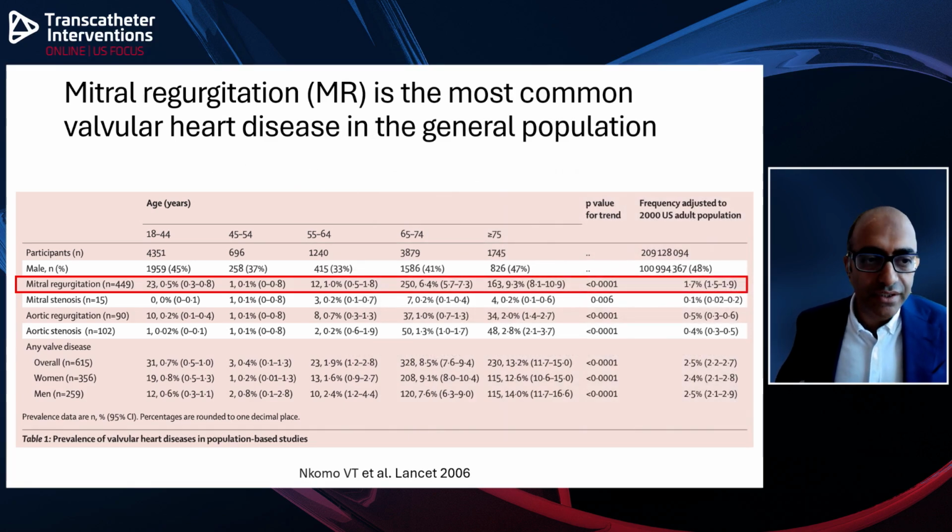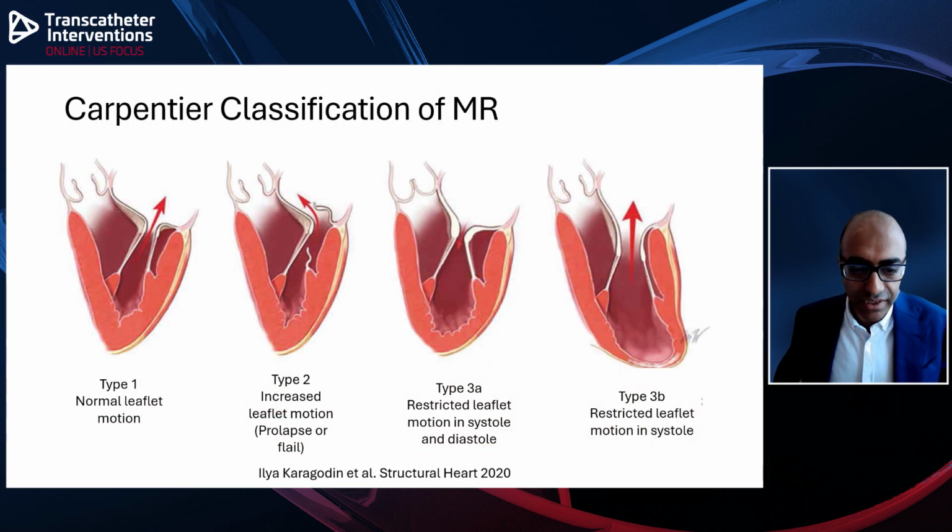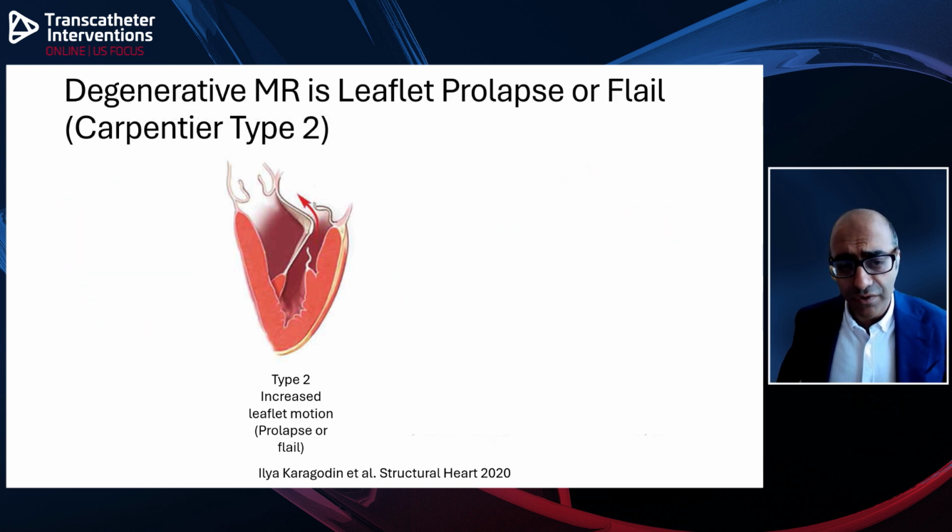So mitral regurgitation is the most common valvular heart disease in the general population. Here's a population-based study that was published in The Lancet in 2006. Now, MR is divided into 4 categories based on the Carpentier classification. Type 1 being normal leaflet motion, Type 2 with increased leaflet motion due to prolapse or flail, Type 3A with restricted leaflet motion in systole and diastole, or Type 3B with restricted leaflet motion in systole. For the sake of this talk, we're going to focus on degenerative MR, which is Carpentier type 2 with leaflet prolapse or flail.